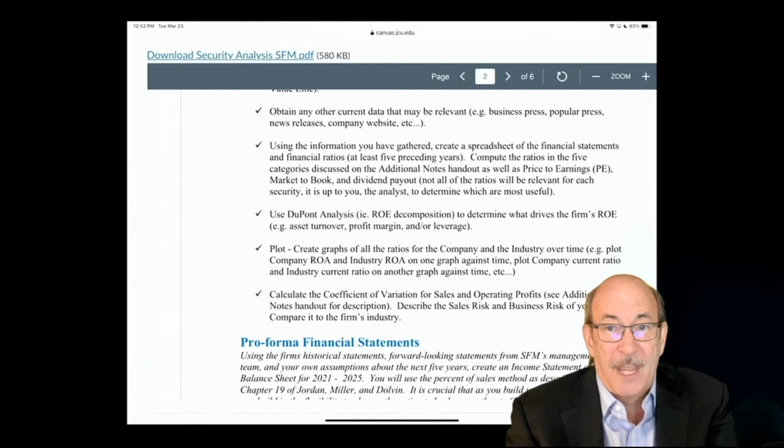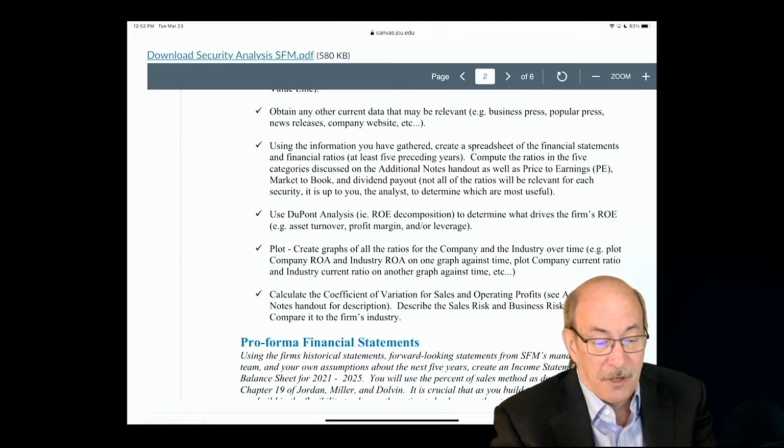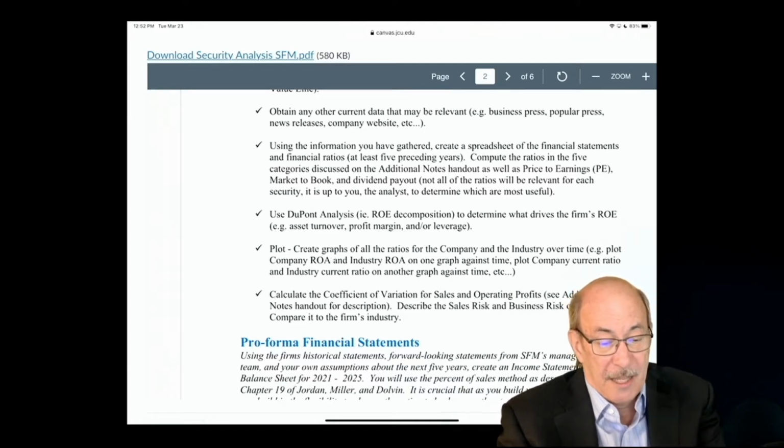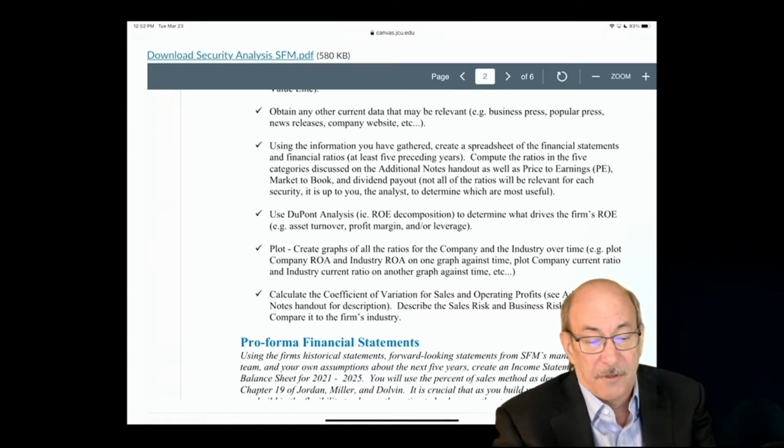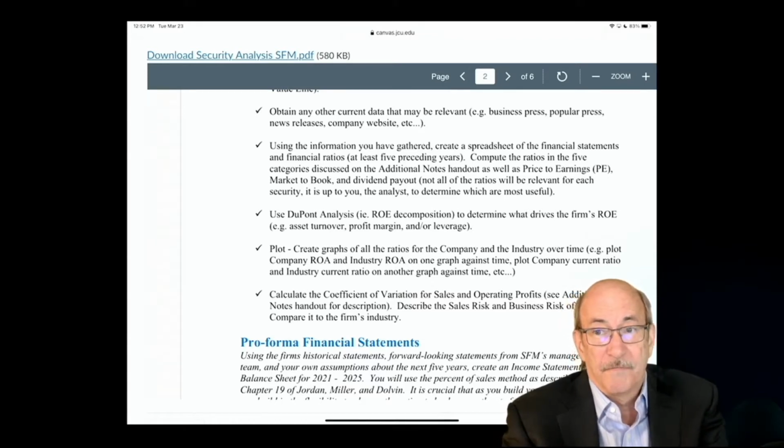Get all of this stuff gathered and turn it in as a Word doc with links and a spreadsheet as well. Obviously, you're going to have a spreadsheet for the DuPont analysis and the graphs and the financial statements, but the rest of it can be in a separate Word doc.